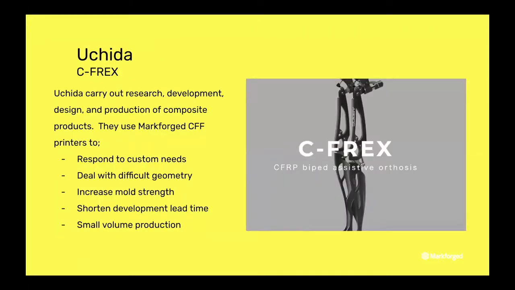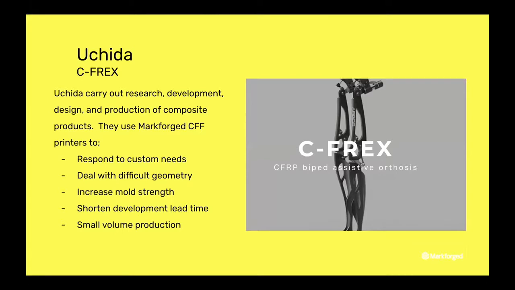Moving to Japan, this company is called Uchida, and they carry out research, development, design, and production of composite products. They use Markforged printers to respond to custom needs, deal with difficult geometry, increase mold strength, shorten development and lead time, and for small volume production.